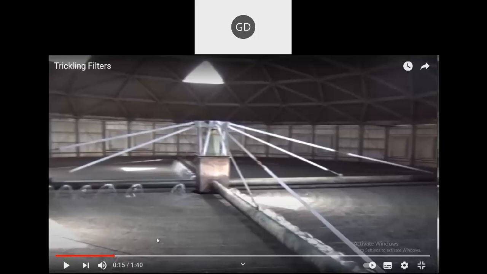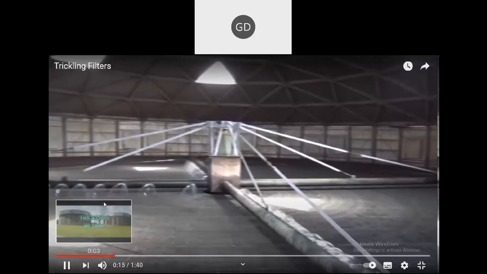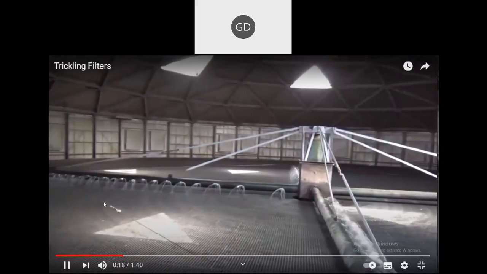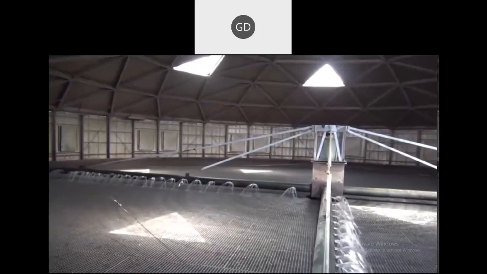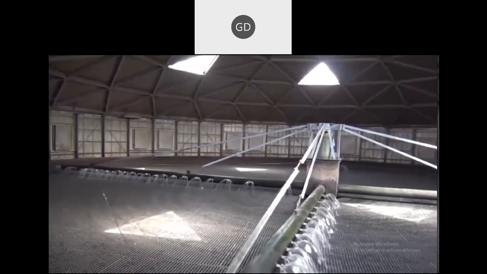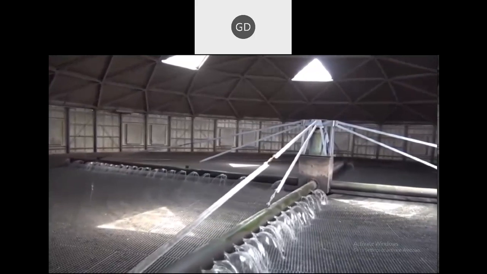So there is a coarser filtering media at the bottom of this part. Okay, and the sewage water is going down there. The water of the two trickling filters is spread evenly across the surface of the filters through revolving pipes known as distribution arms. These arms have holes known as ports.